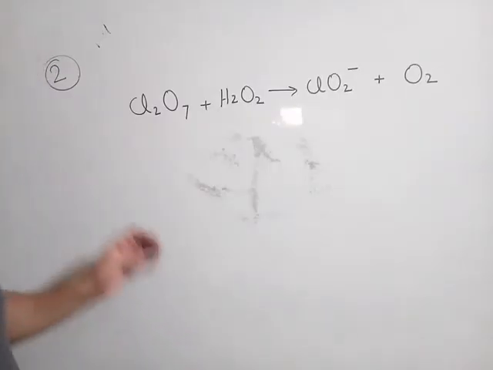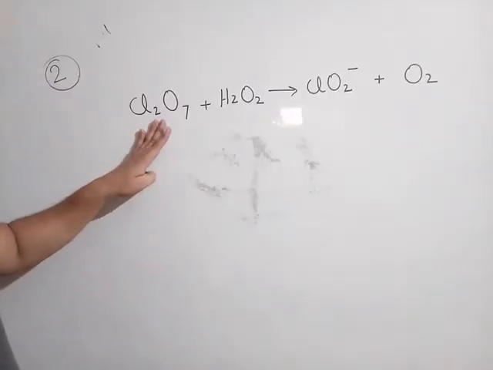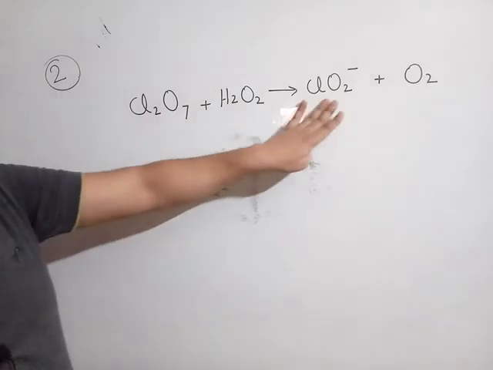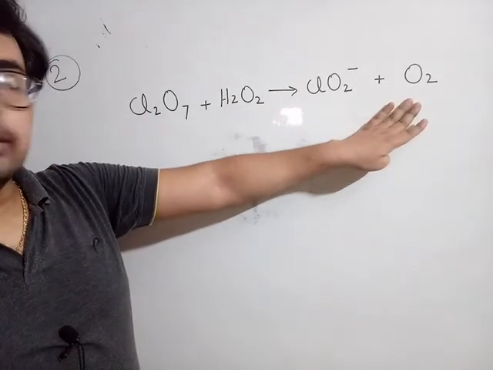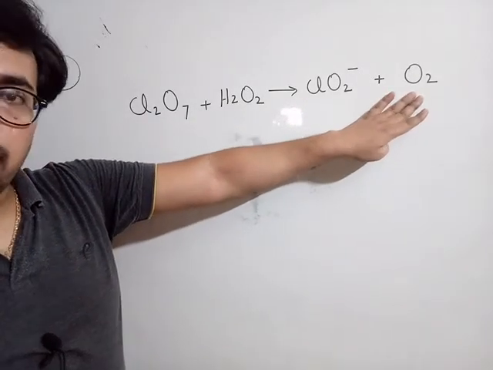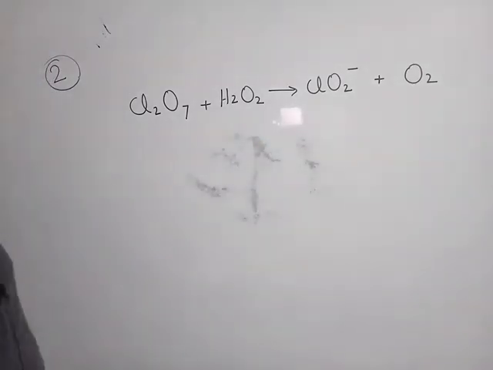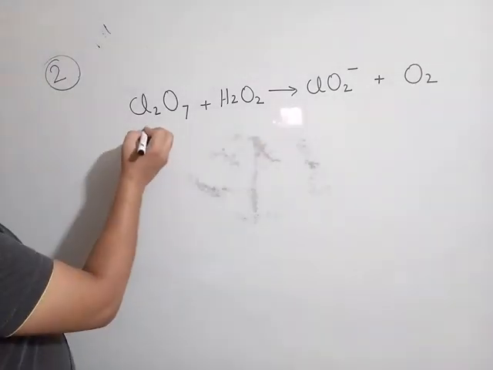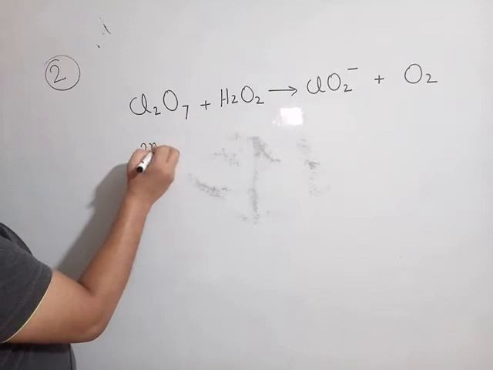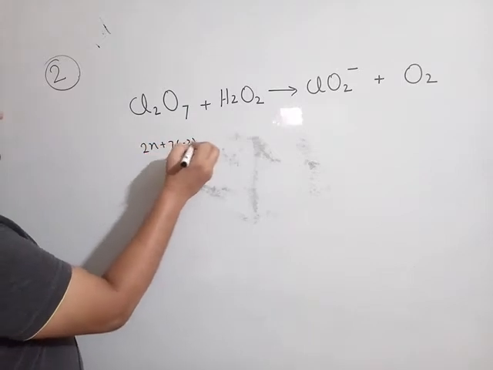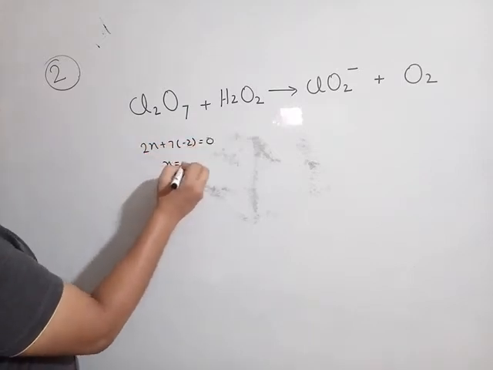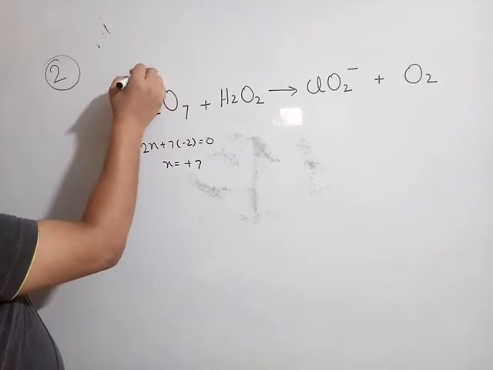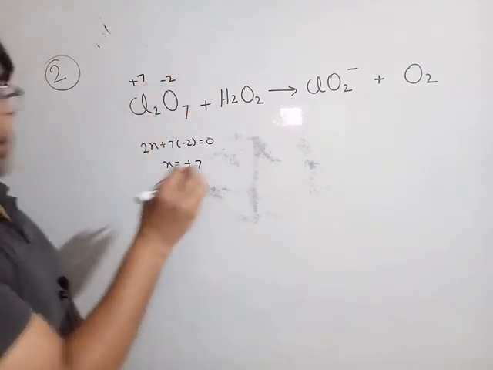As you can see the equation here, Cl2O7 plus H2O2 gives ClO2 minus plus O2. Let's say we have to balance in acidic medium. We'll first calculate the oxidation number. If I assume 2x plus 7 into minus 2 is equal to 0, then x will be equal to plus 7. So I'll write plus 7 here, and O is minus 2.